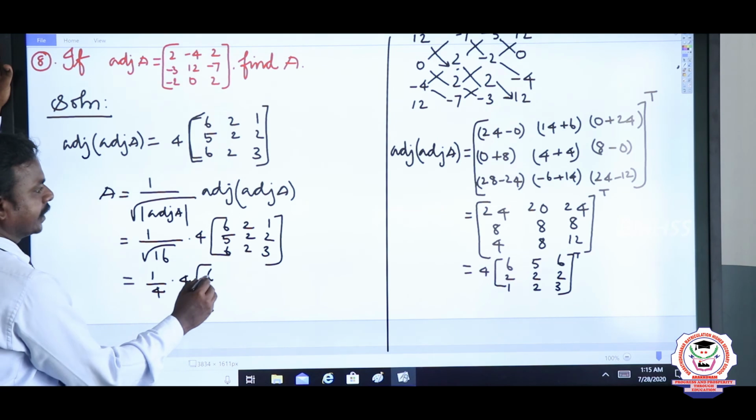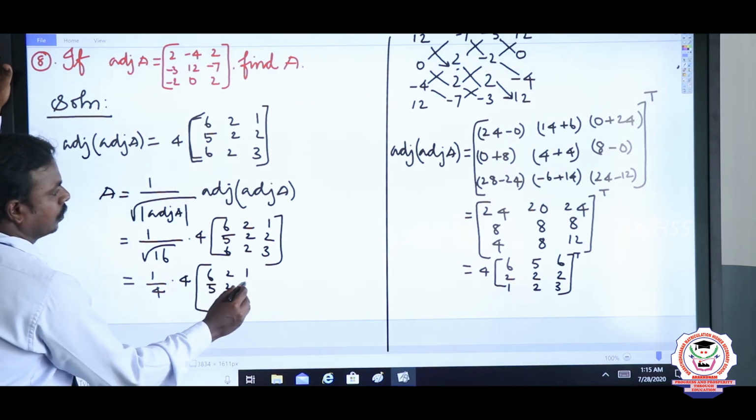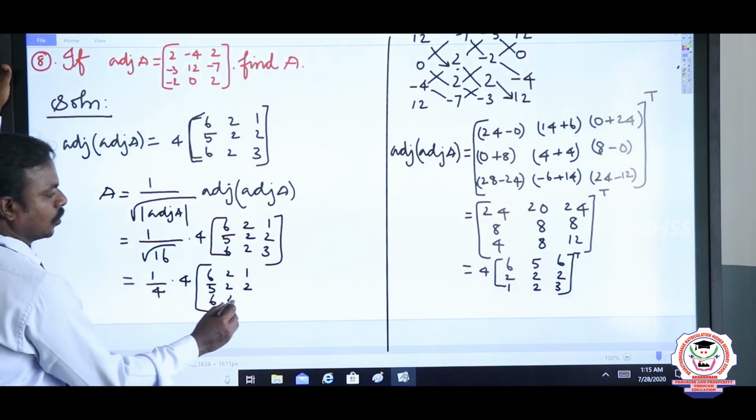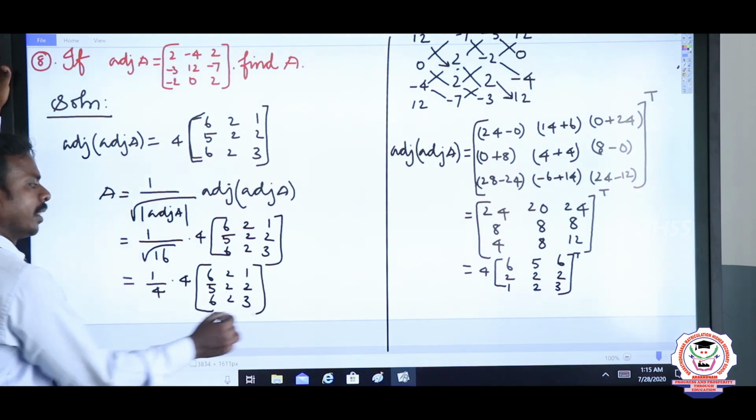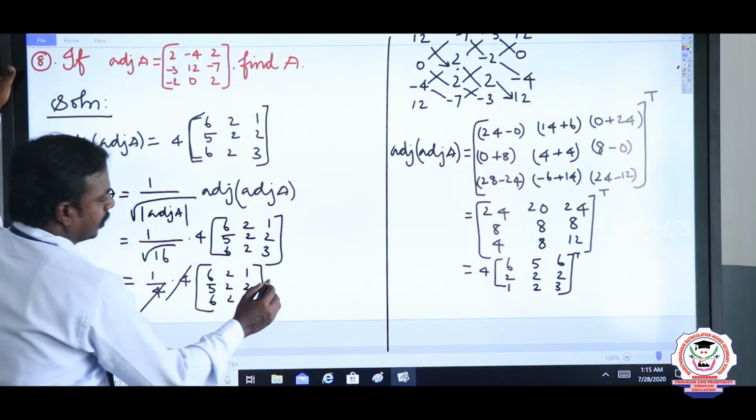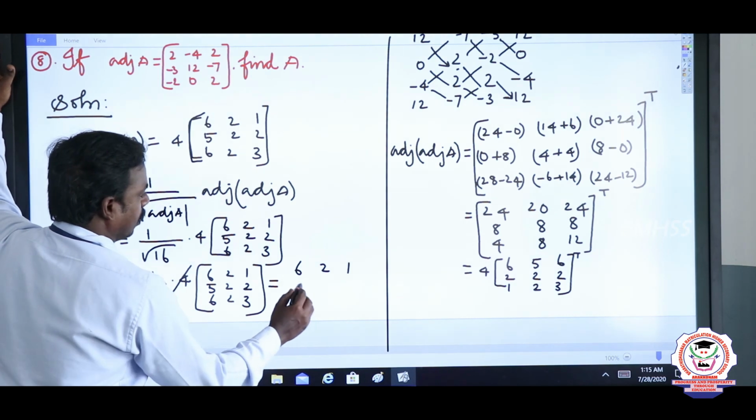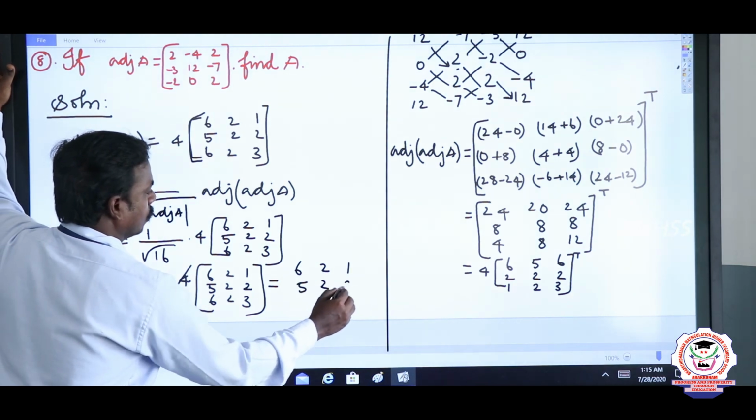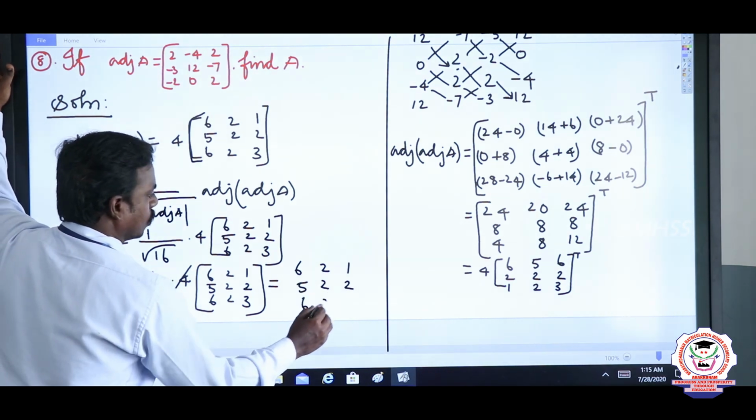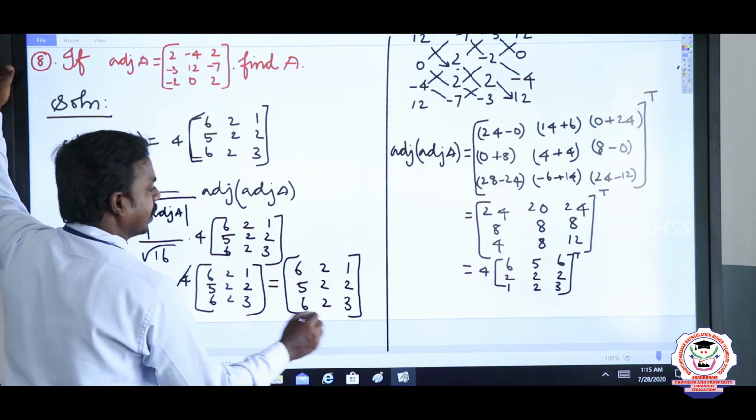So, first row 6 2 1, 5 2 2, 6 2 3. Listen, this 4 4 will cancel, remaining is what? So, A matrix is 6 2 1, 5 2 2, 6 2 3, is the required matrix A.